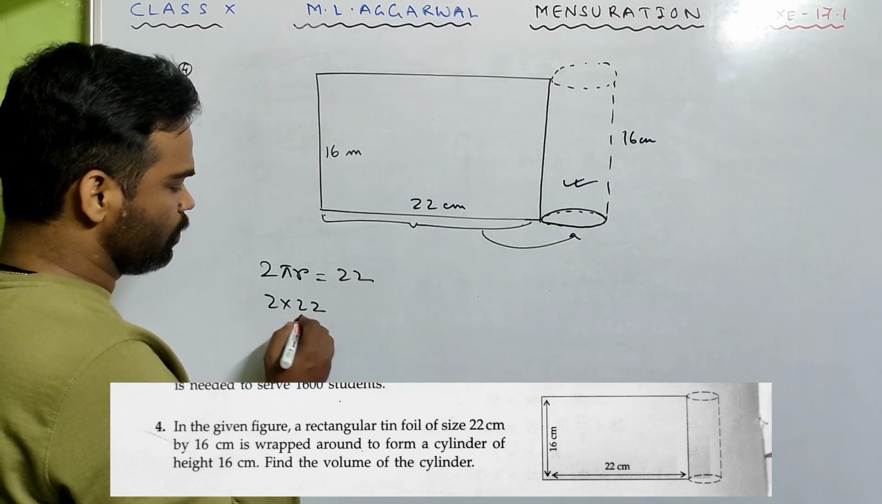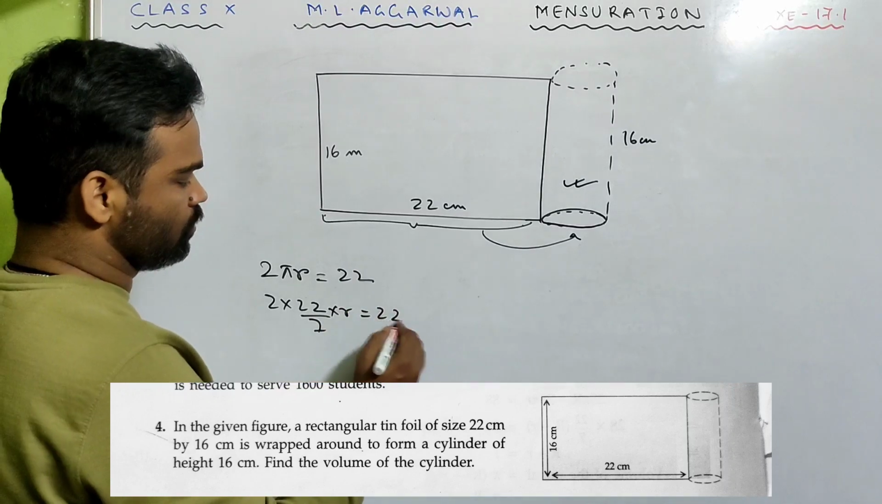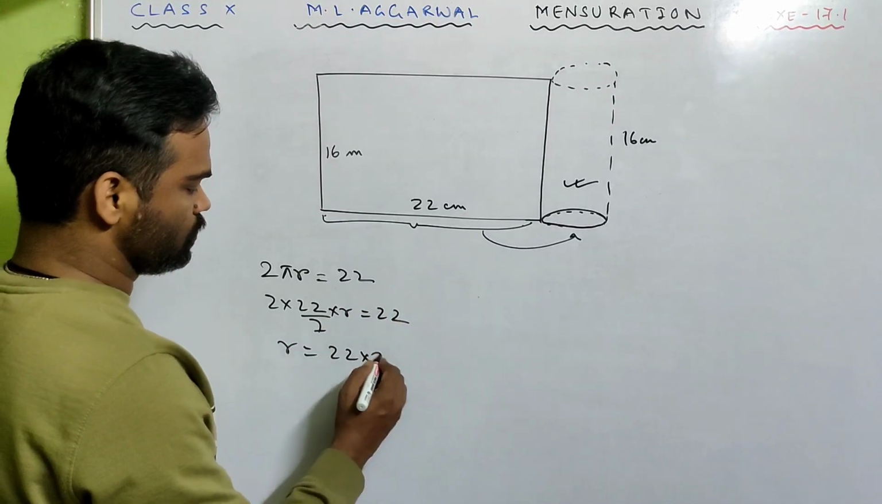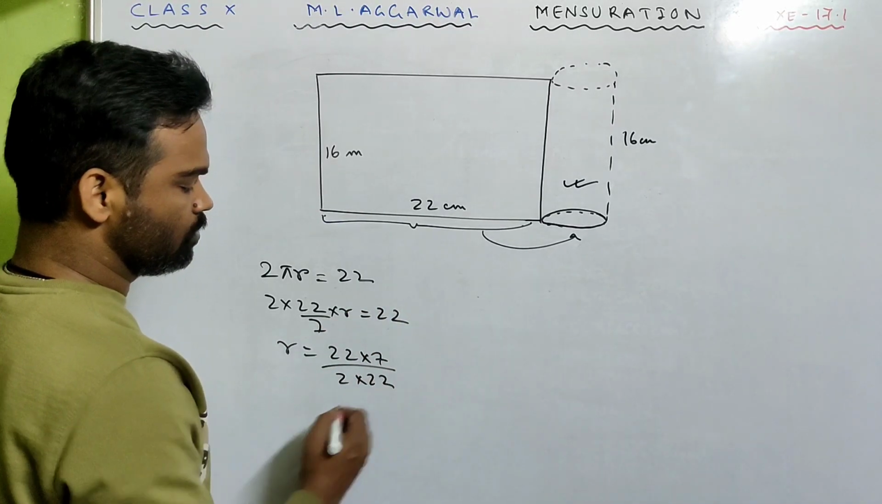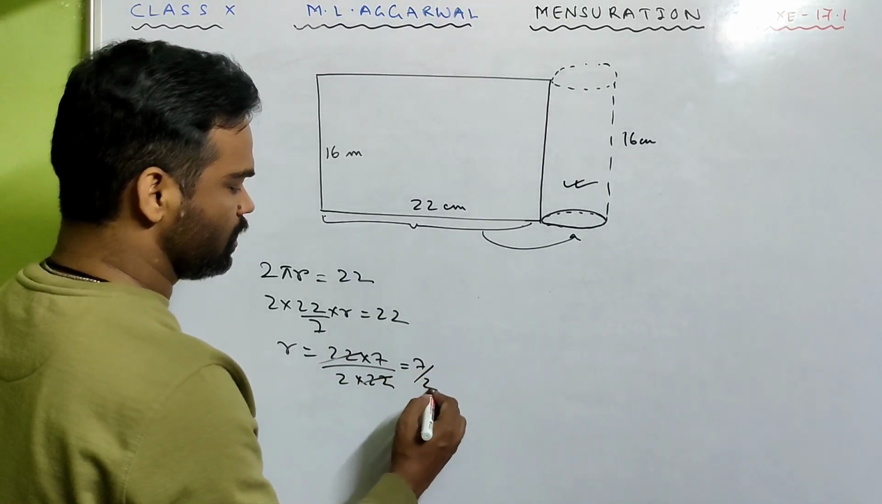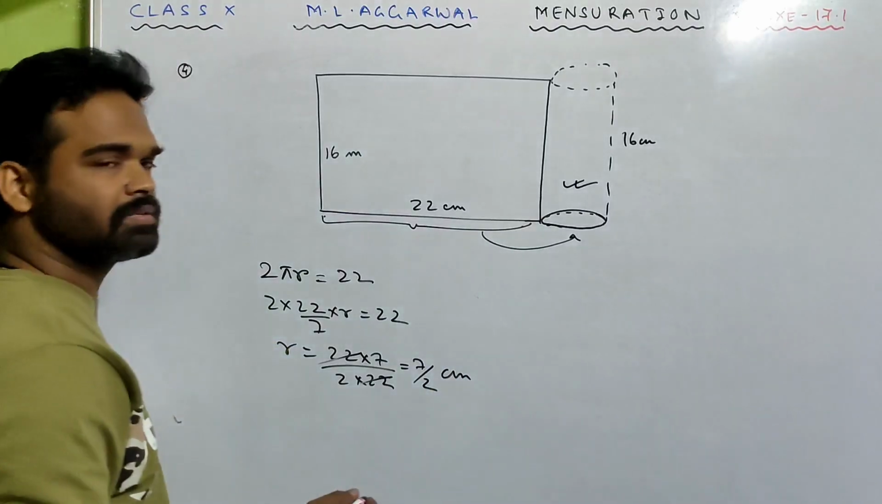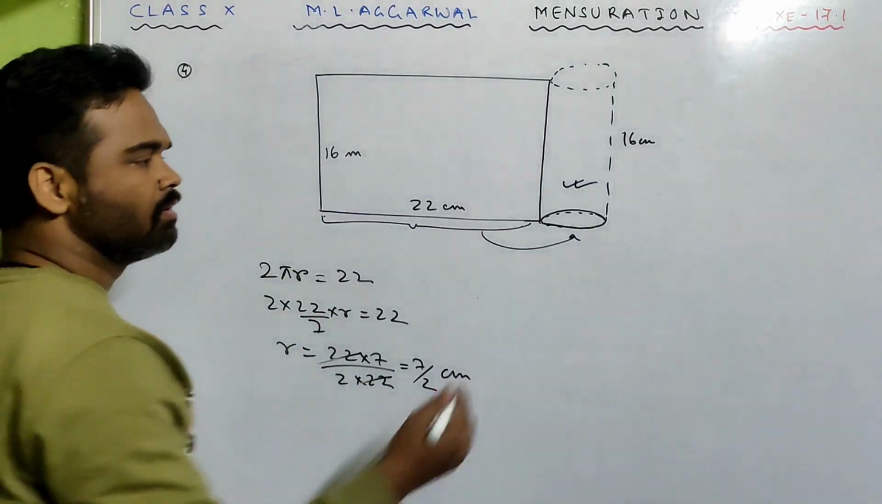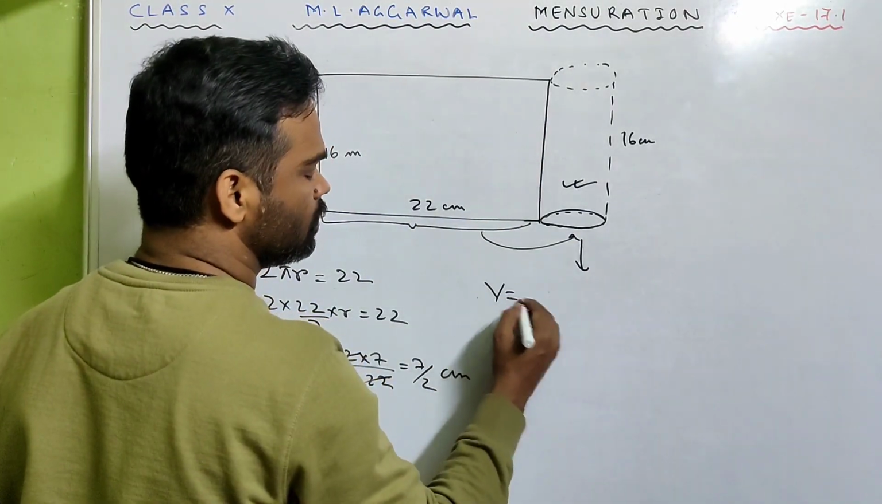And 2 into 22 by 7 into r is 22. So r is 22 into 7 by 2 into 22. Solve it. 22 cancels. This is 7 by 2 centimeter. That's the radius. And the height is 16. So what will be the volume?